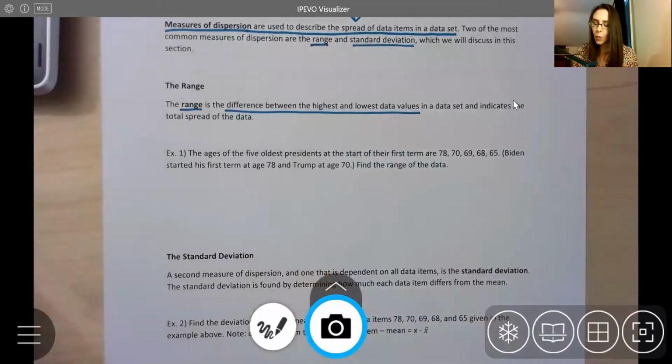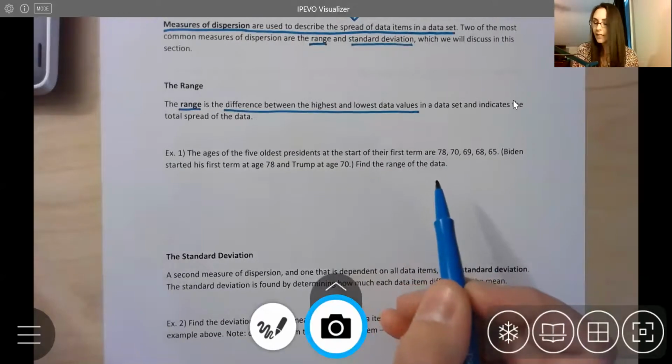So for instance, we're going to look at the ages of the 5 oldest presidents at the start of their first term. The ages are 78, 70, 69, 68, and 65. I will note that this question is in your text, but I have edited it to incorporate President Biden because he actually is the oldest president at the start of his first term, as he is 78. And former President Trump is the second oldest at the start of his first term at the age of 70. So we have 5 data points here, and we're going to find the range of the data.